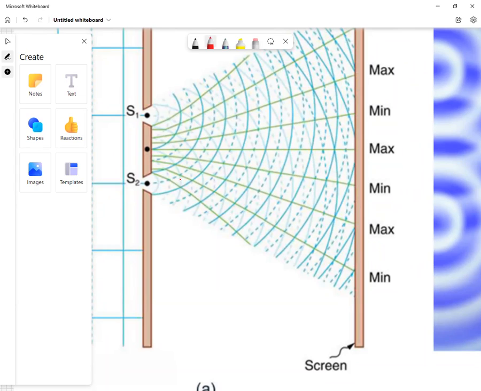Can you see it? Have a good look. Take some time. Get used to it first. All the dotted lines represent the troughs. Light lines represent coming from S2. Dark lines coming from S1. Can everybody see that? Sir, what do the dotted lines represent, sir? The dotted lines represent the troughs.